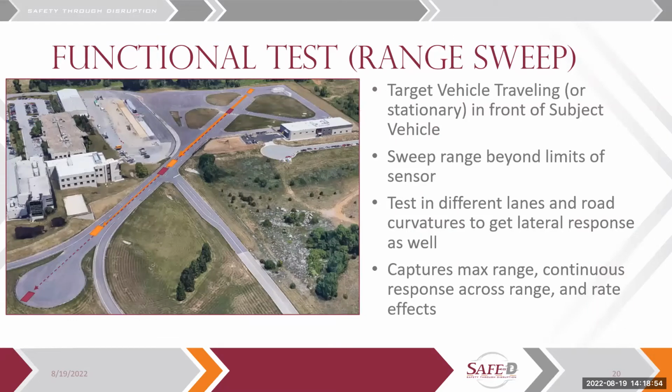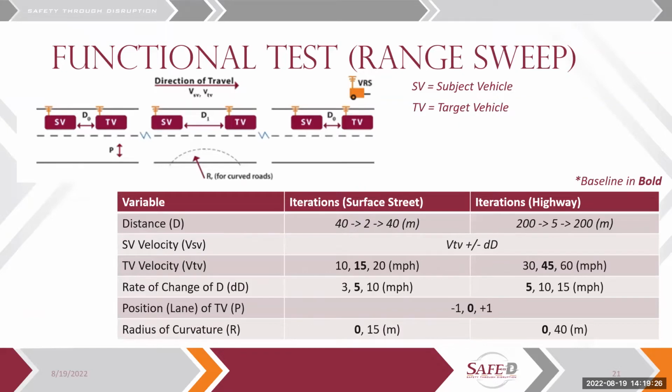The next test we have is range sweep. You start with the vehicles close together, and then as you go along, they open up or close the gap, and then vice versa. So here we're able to get the max range of the sensor. We get a continuous response across that range, and we also see any rate effects as the velocity is either approaching or receding the vehicle. And here you can see the different ways we parameterize that: distance, velocity, rate of change, road curvature, etc.